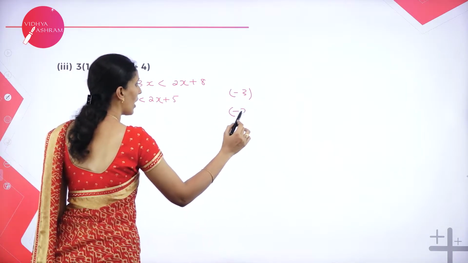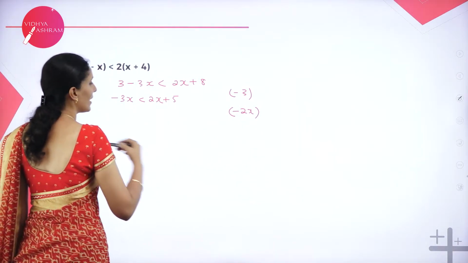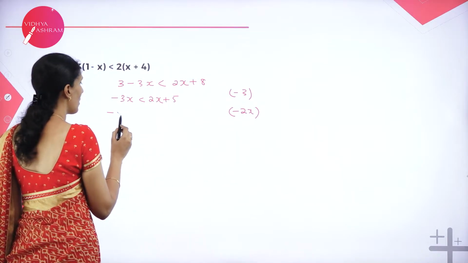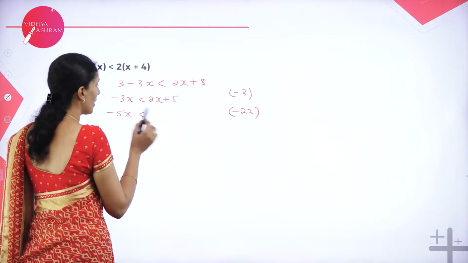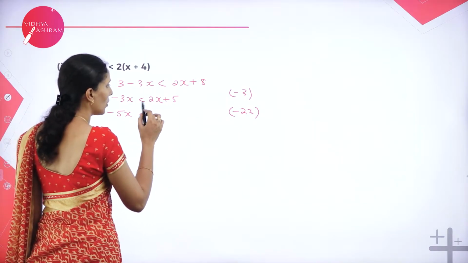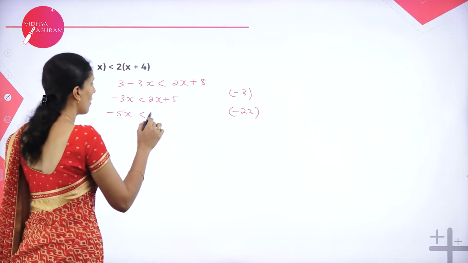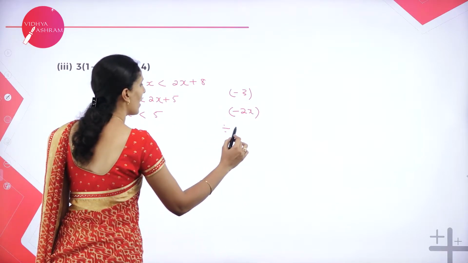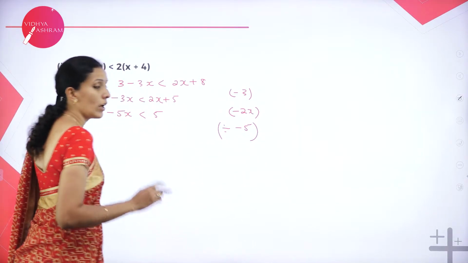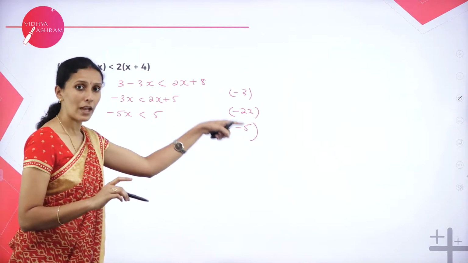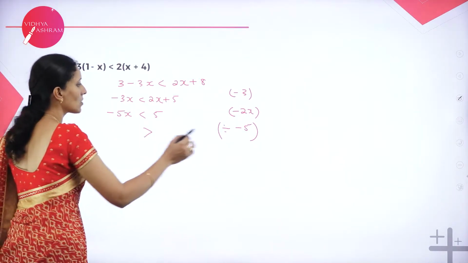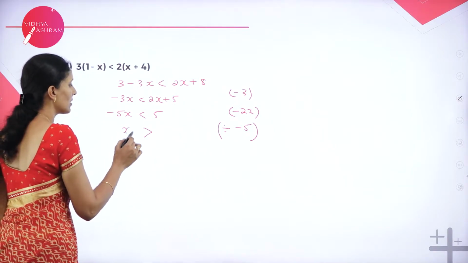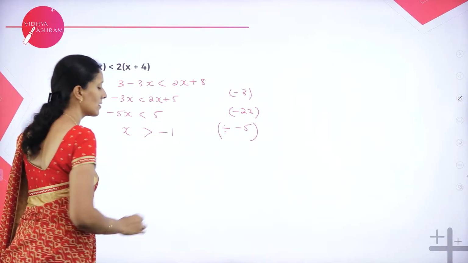So again, subtract 2x on both sides. Minus 3x minus 2x is minus 5x. Two negatives when added: minus 3 minus 2 is minus 5, and 2x minus 2x cancels, 5 remains. Divide by minus 5 on both sides. Remember, when dividing by a negative number, the inequality changes. Minus 5 cancels and here it is x. 5 by minus 5 is minus 1.